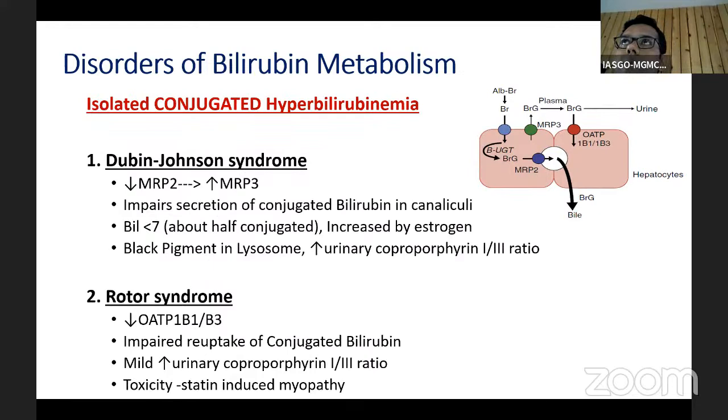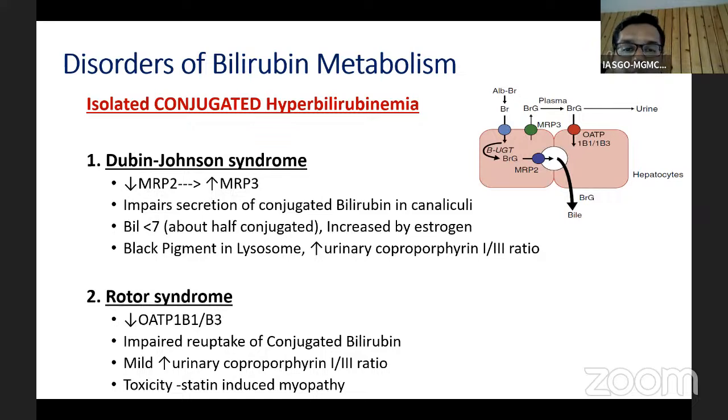Coming to conjugated hyperbilirubinemia, Dubin-Johnson syndrome is a defect at the level of MRP2. That is, it impairs the secretion of conjugated bilirubin in the canaliculi, subsequently increasing the activity of MRP3. The bilirubin is excreted in the plasma, where it forms complexes along with albumin, and they are not able to be excreted via glomerular filtration.